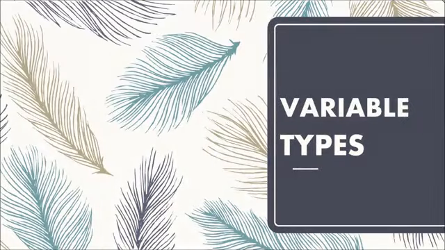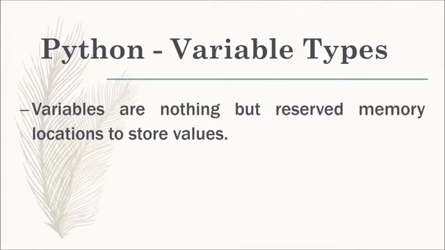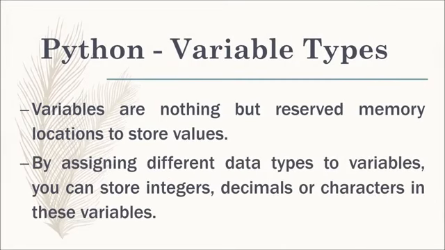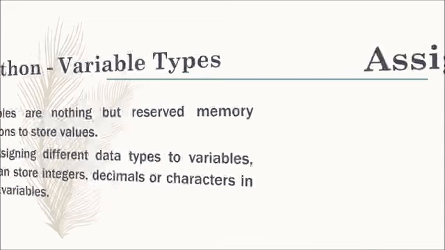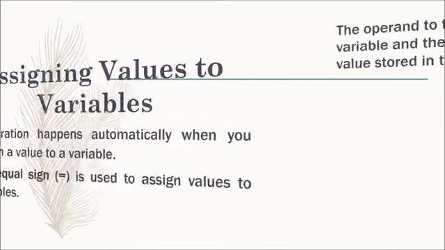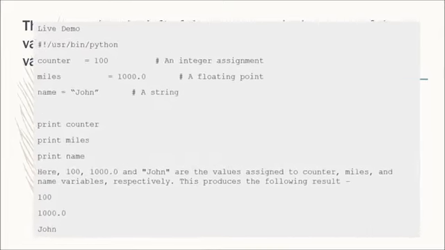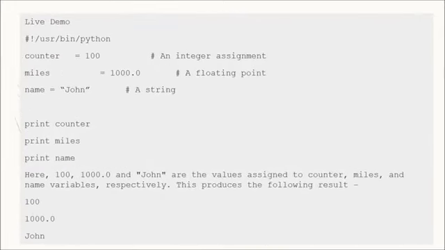First, variable types. In Python, variables are nothing but reserved memory locations to store values, and by assigning different data types to variables, you can store integers, decimals, or characters in these variables. Declaration happens automatically when you assign a value to a variable using an equal sign. This is best figured in this example, wherein the operand to the left of the equal operator is the name of the variable, and the operand on the right side of the operator is the value stored in the variable.